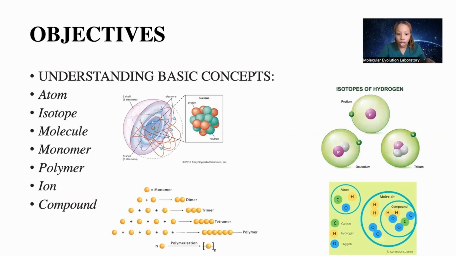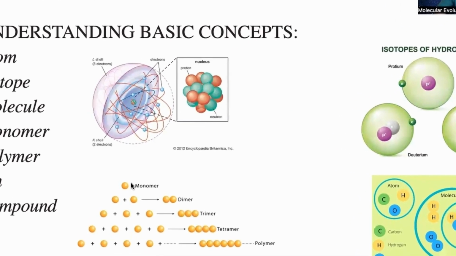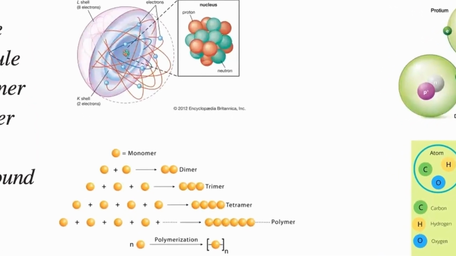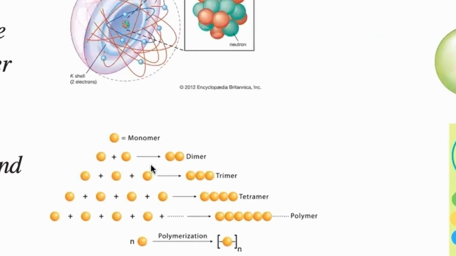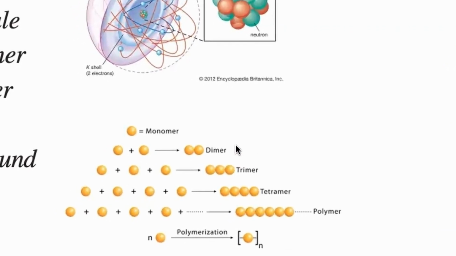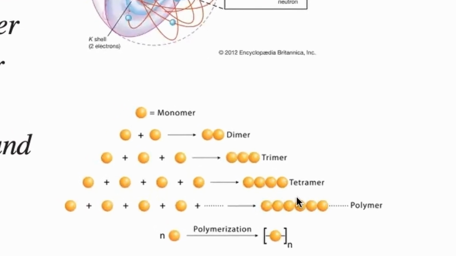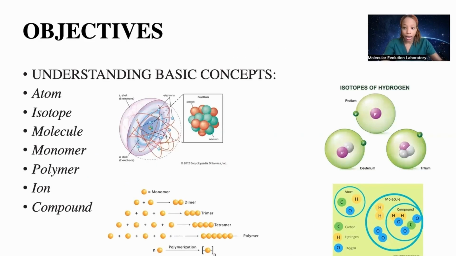If you look at the image here, we have a monomer, and we already emphasized that the monomer is a molecule that can be bonded together, or a group of molecules that can be bonded together to produce a polymer. 2 monomers give you a dimer, 3 monomers give you a trimer, 4 monomers give you a tetramer, and basically eventually with polymerization you end up with a polymer. And you'll eventually see that you have different types of polymers that are responsible for producing compounds.